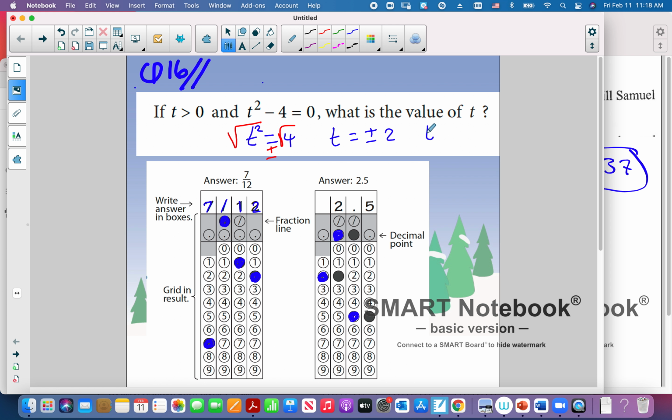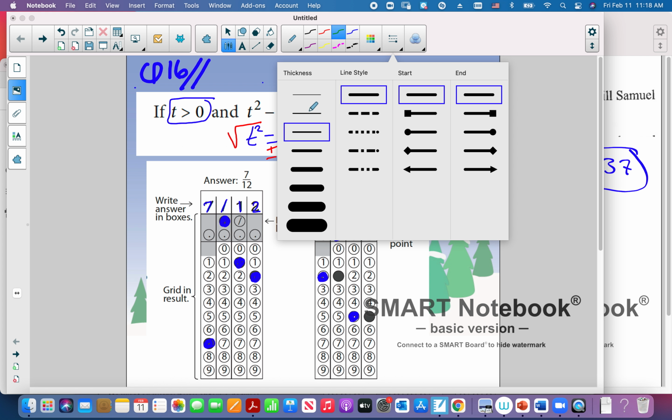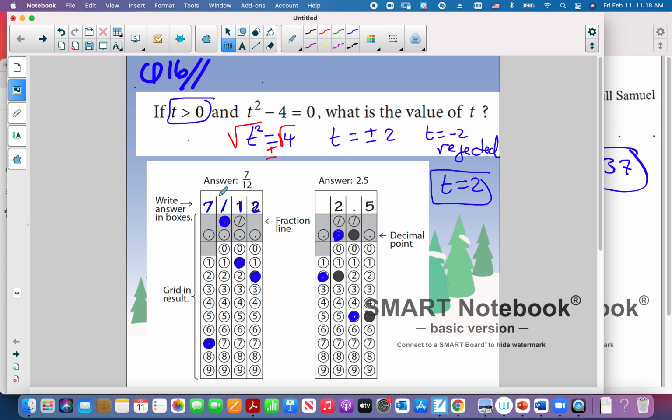However, t equals minus 2 is rejected. Why is it rejected? Because it was given to us that t is positive. It's greater than 0 from the domain, so t must be what? 2. How do I grade in 2? You write 2 in here. I'm going to write it in, let's say, green, just to distinguish that. So I'm going to write 2 in here in my first column and I shade 2 in here, and that is your answer. Done.